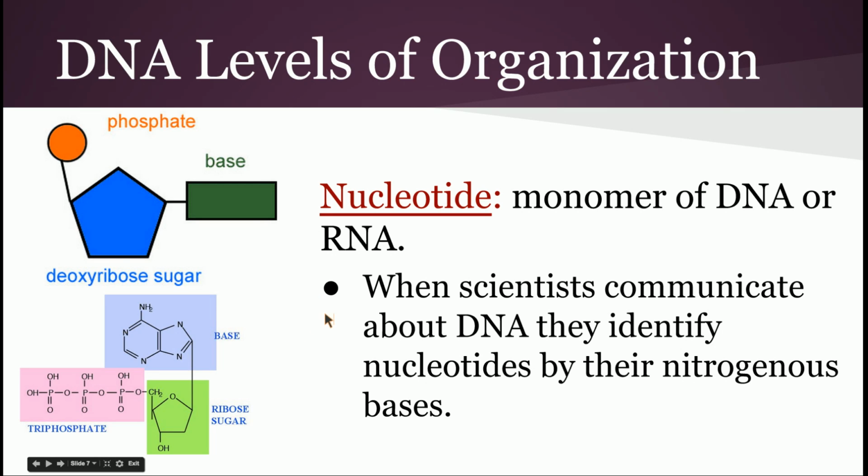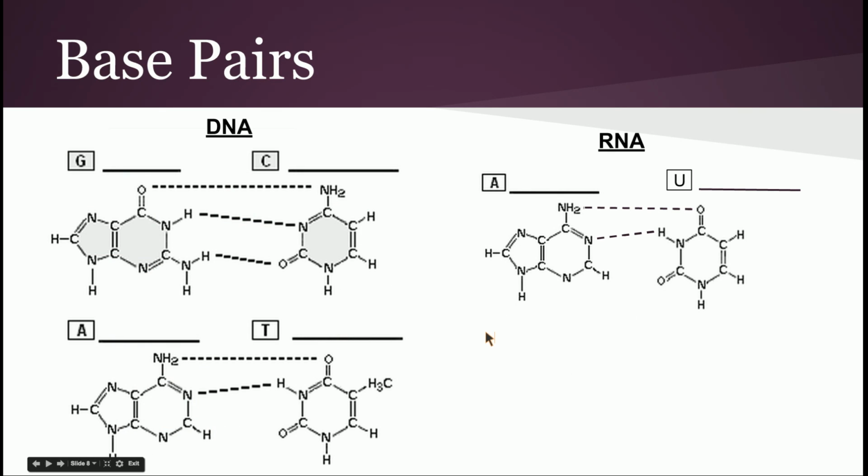So when we talk about the sequence of DNA, we're actually just talking about the order of the nitrogenous bases, so these last pieces right here on your nucleotides. And here are your nucleotides. So for DNA, there's 4 nucleotides. There is guanine, cytosine, adenine, and thymine.